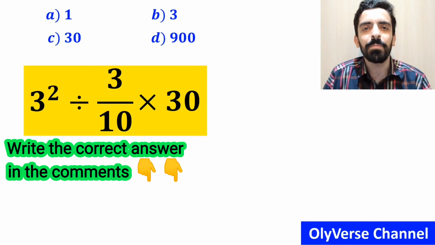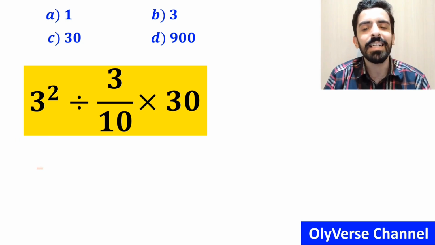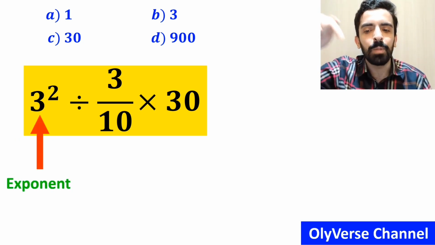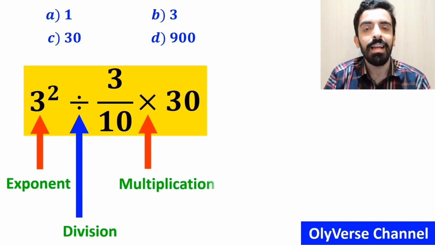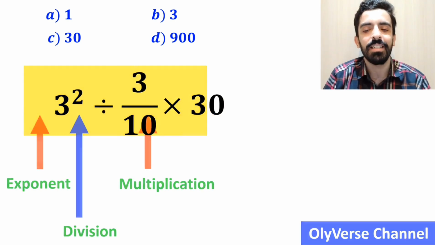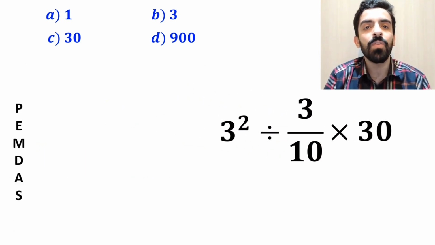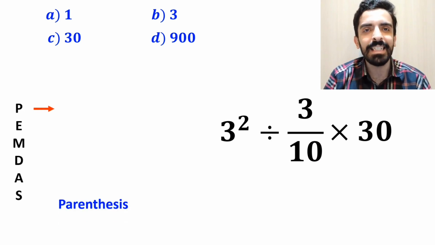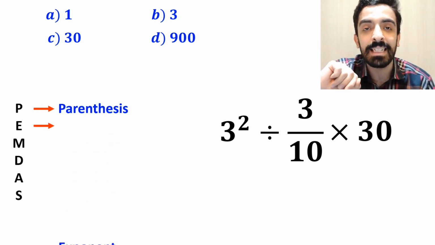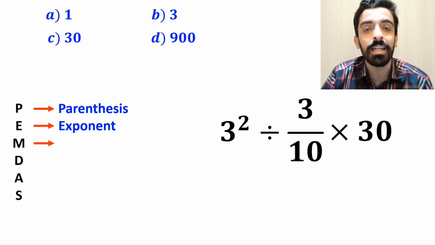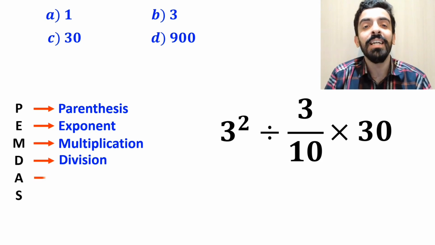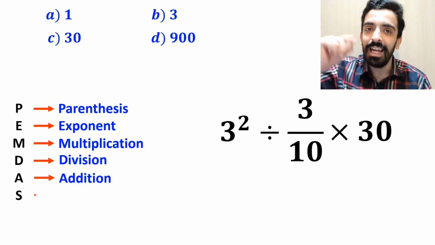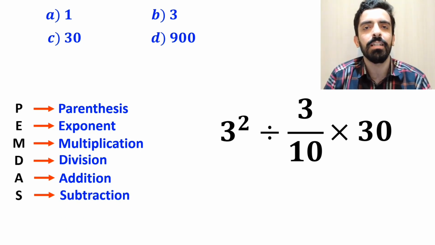Alright, now let me explain step by step how to solve this expression properly. As you can see on the screen, in this expression, first we have an exponent, then a division sign, and finally a multiplication. To solve this question, we must follow the PEMDAS rule. In this rule, P stands for parentheses, E stands for exponent, M stands for multiplication, D stands for division, A stands for addition, and S stands for subtraction.